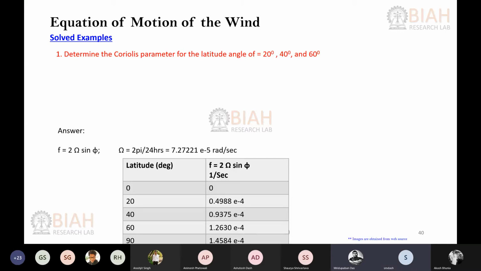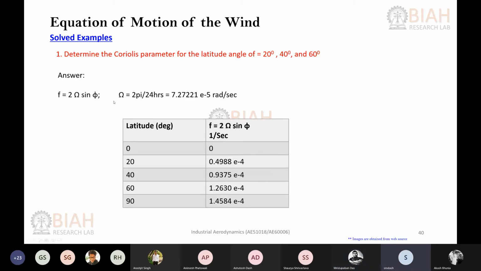Omega is already known to you: the Earth rotates on its own axis once in 24 hours. So it is 2 pi by the time period, which is 24 hours. In terms of seconds, you need to convert it, and you will get this much. Of course, you need to include radians. Once you substitute the values, you will get these numbers.